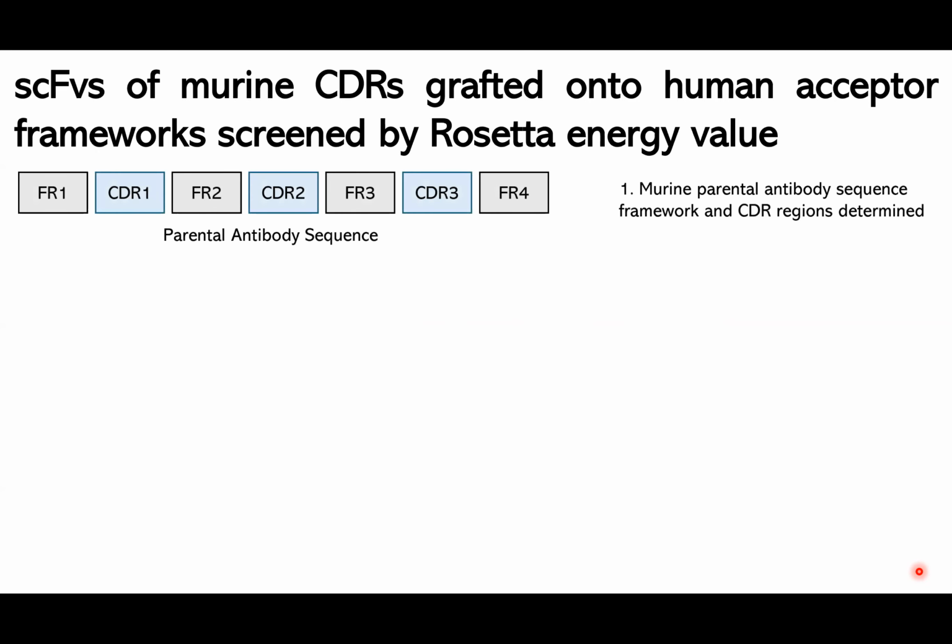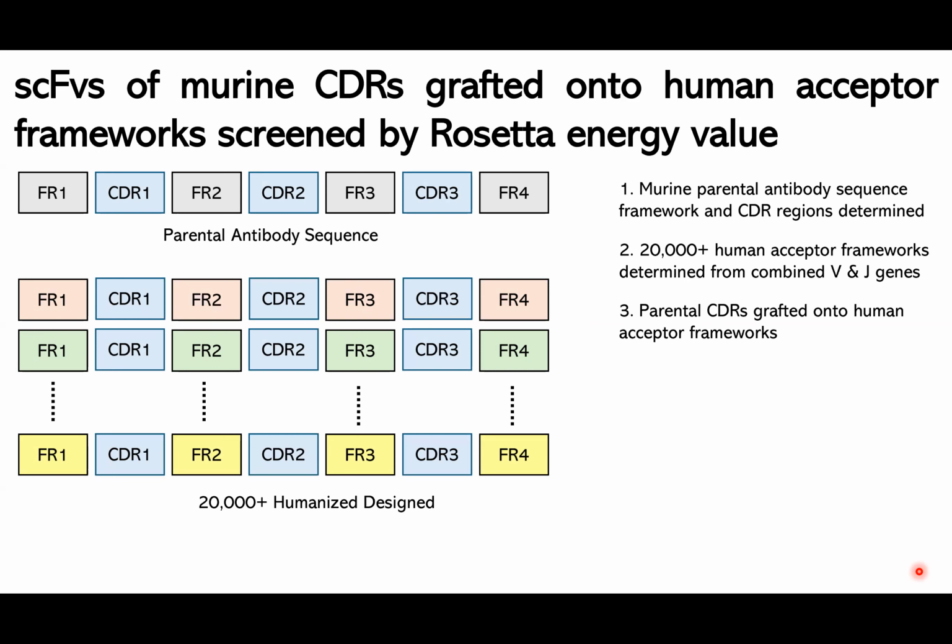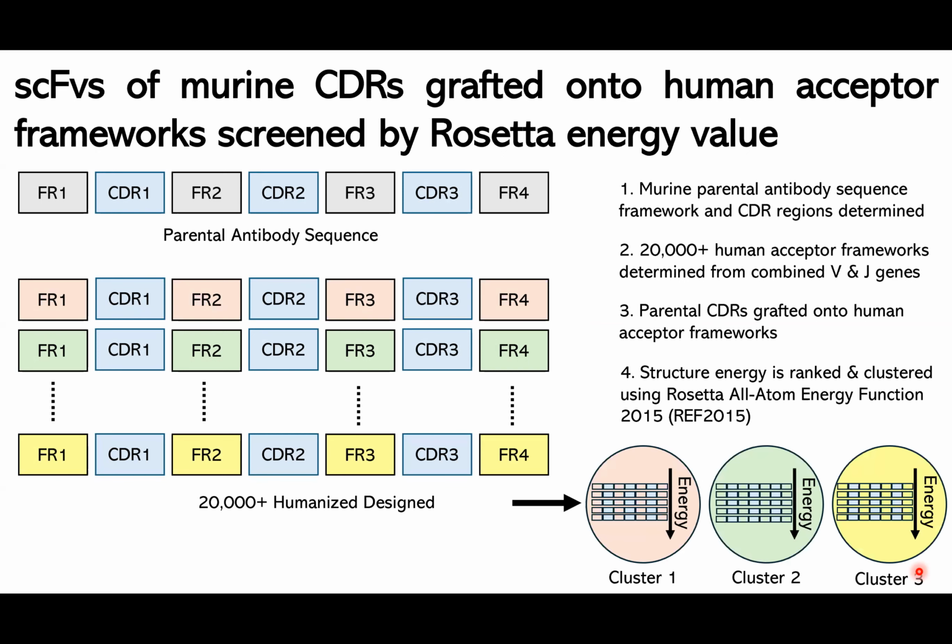So first they take their parental antibody sequence and their human acceptor frameworks determined by the V and J gene combinations. They graft on those CDRs. And then the structure energy is ranked and clustered by V gene using the Rosetta All-Atom Energy Function 2015. So the goal is to be able to screen for humanized antibodies while maintaining parental affinity and stability.